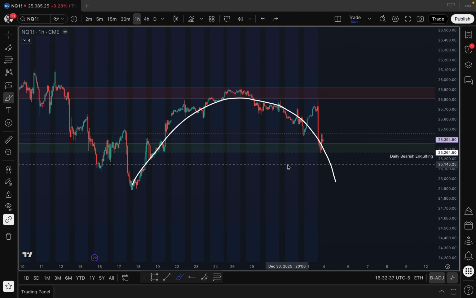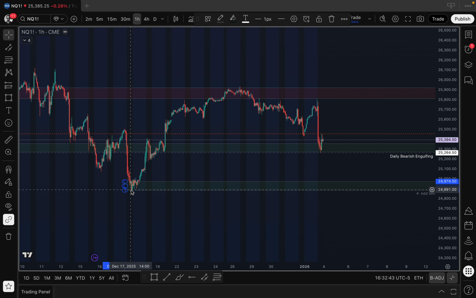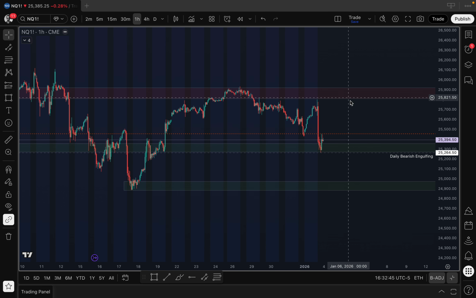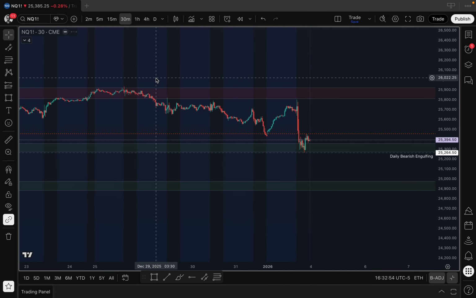So let's go ahead and remove this. And I'm sorry, I want to put this back in here. All right, so we have our area. So this could come down more. Now, what do I want to look at now? So we've seen this. I want to go down to the 30 minute. Let's see what the 30 minutes gives us.